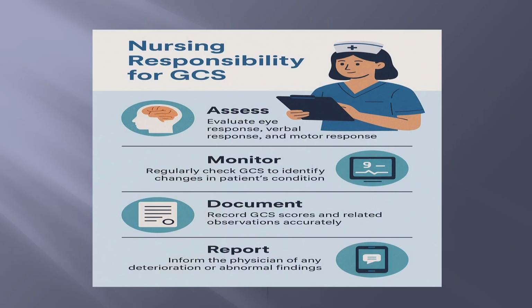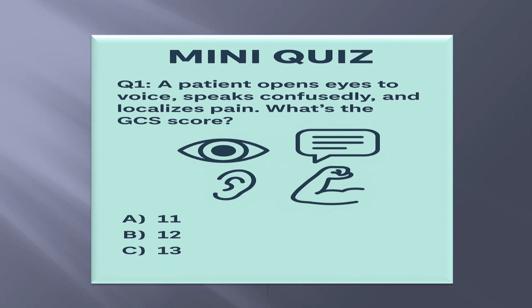So as it is in a nutshell, assess, evaluate EVM, monitor, regularly check the GCS to identify the changes, document, record the GCS scores and related observations accurately, and report to the physician if you see any deterioration or any abnormal findings.